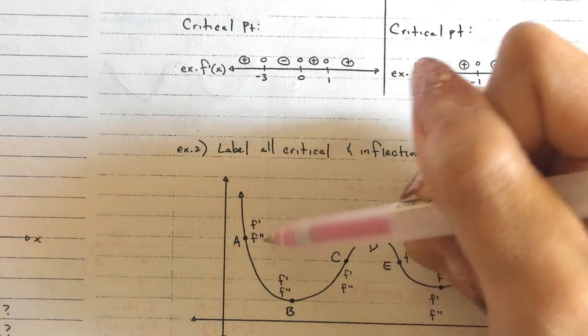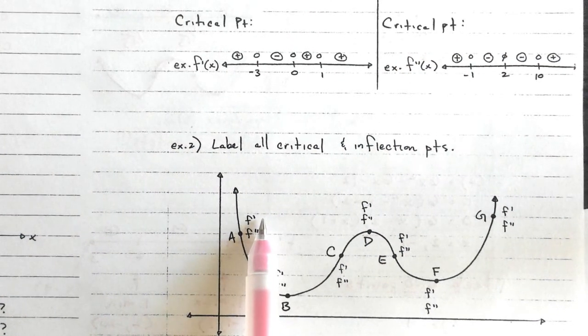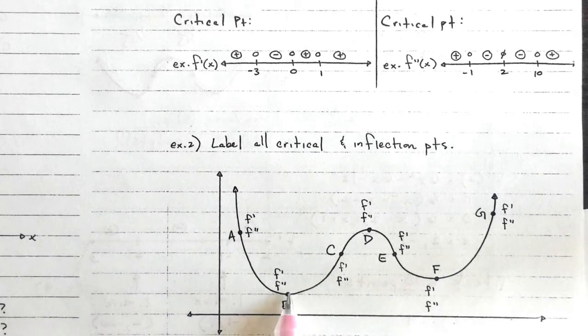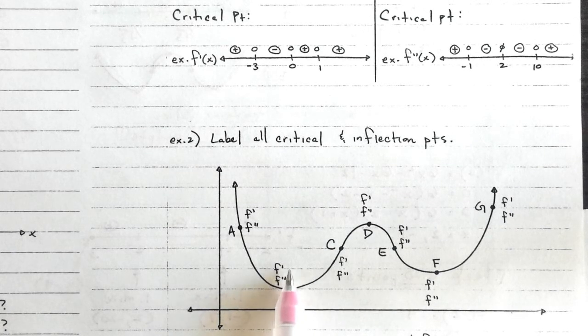So it's concave up, okay? So I would have a negative for slope, and I would have a positive for concavity. What about here? I'll do one more with you. Right here, what is your slope at B? It looks like it's 0, so I would put 0.